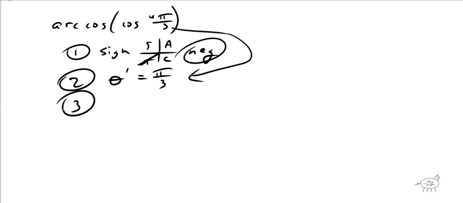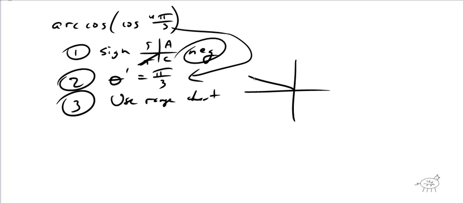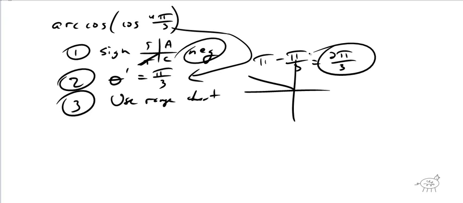Okay, and then the third step is use the range chart. It's negative and it's pi over 3, so it's going to be pi minus pi over 3, which is 2 pi over 3. Okay, so we got the exact same answer as before. This is just a little bit of a shortcut. So let's do a couple more of these problems with the shortcut.